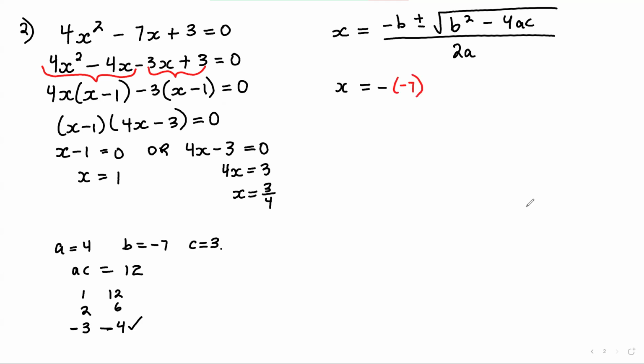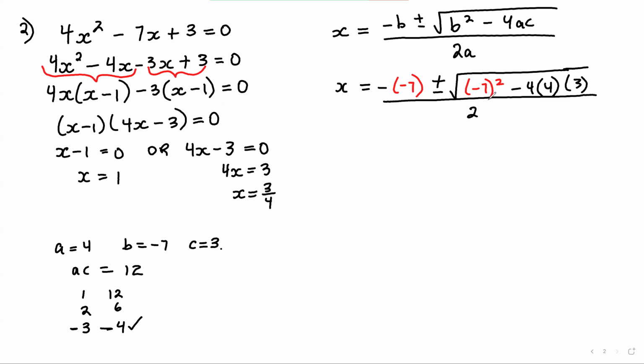And then plus or minus the square root of b squared. Again, b is -7 squared minus 4 times a, which in this case is 4, by c, sorry, which is 3. All of that divided by 2 times a, which is 4. All right. So now let's simplify.